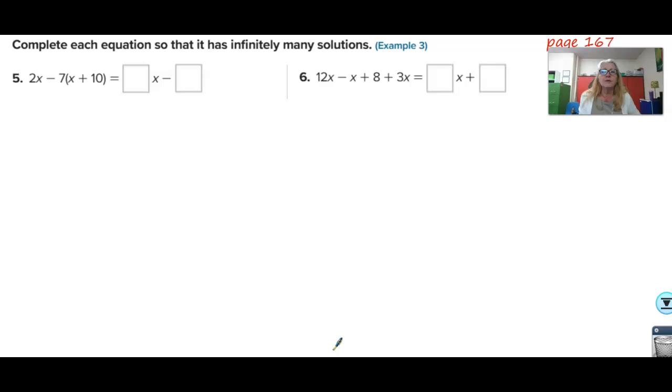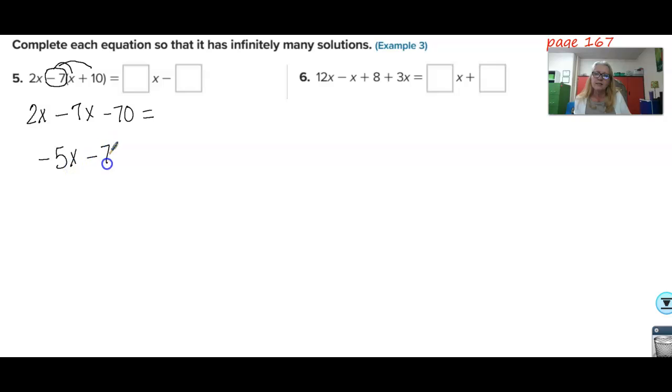All right, they want you to create an equation that has infinite solutions, which means your left and right sides have to be identical, okay? But this is a mess. So we have to straighten this out before we can figure out what we need to put in these boxes. The 2x is just a hanger-on. The number we're distributing is this negative 7. Negative 7 times x is negative 7x, and negative 7 times positive 10 is negative 70. All right. Combining like terms, 2x minus 7x is negative 5x minus 70.